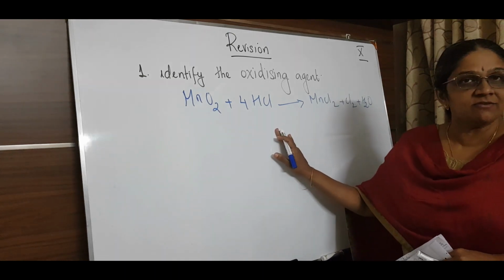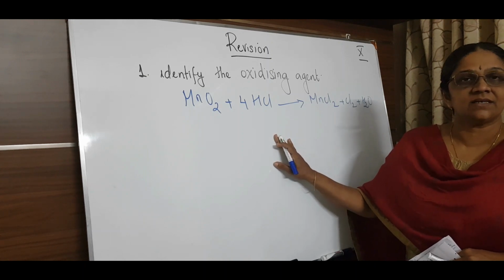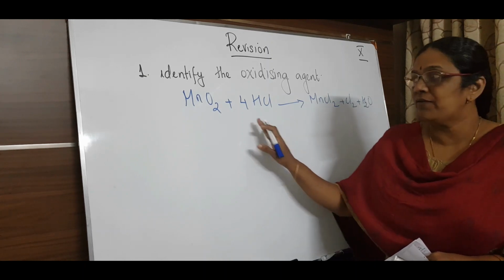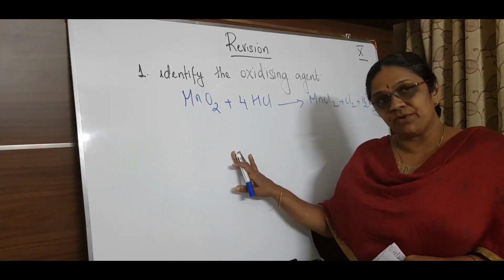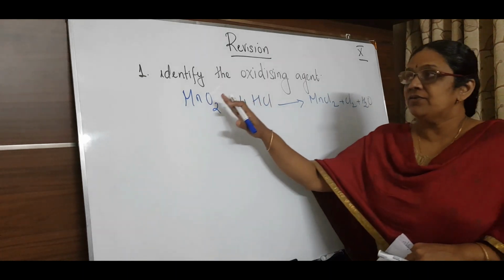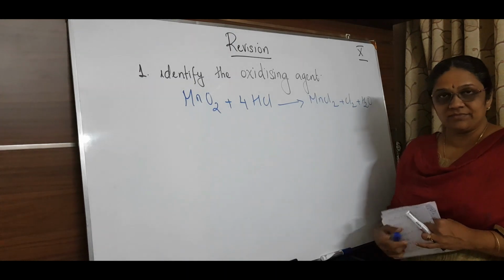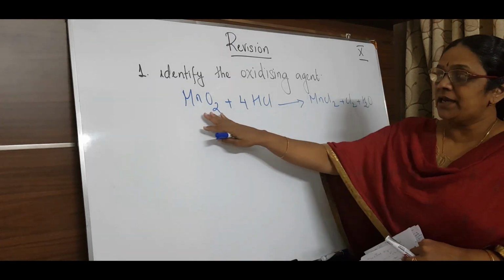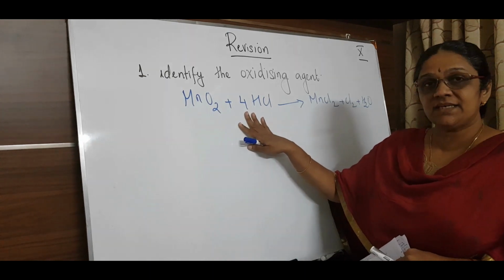Today we will have a revision for the first chapter, that is chemical reactions and equations. Hope you have written down the questions which I have WhatsApped you. So let us begin from the first question. The first question is, identify the oxidizing agent. A reaction will be given and then you have to identify the oxidizing agent.